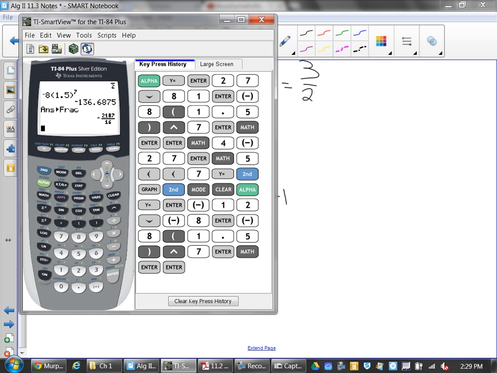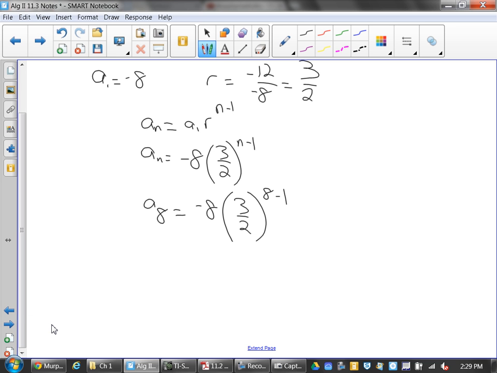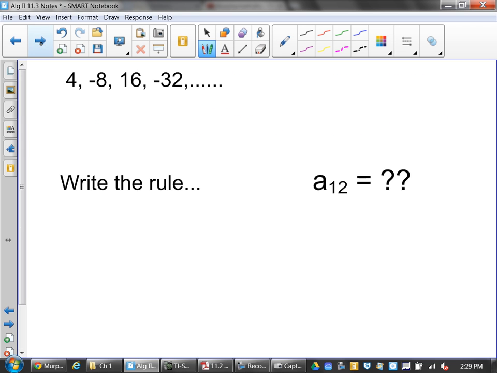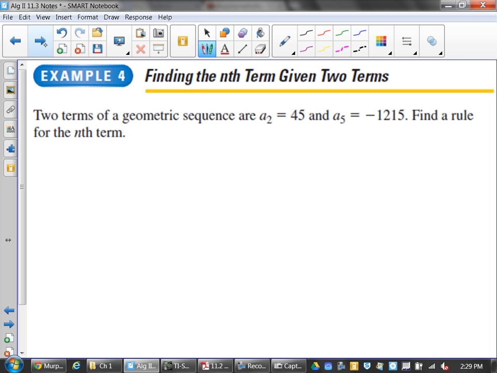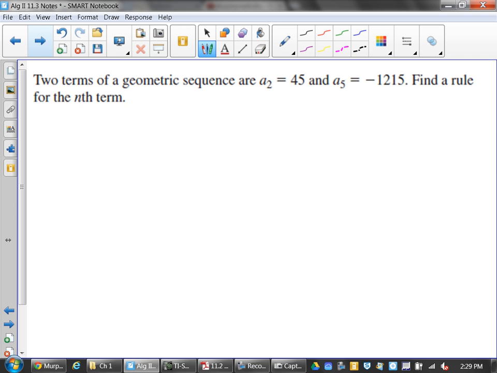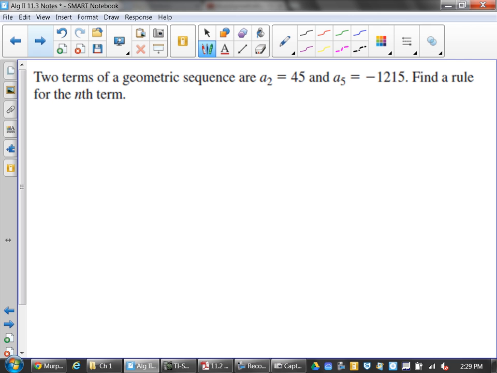Okay. All right. We're doing okay. Just like we did yesterday, or the day before, we had parts where you were given specific term equals something, specific term equals something else. You didn't know what that first term was. Kind of have to do that here as well. If you're given two terms of the sequence, and you want to write out the rule.